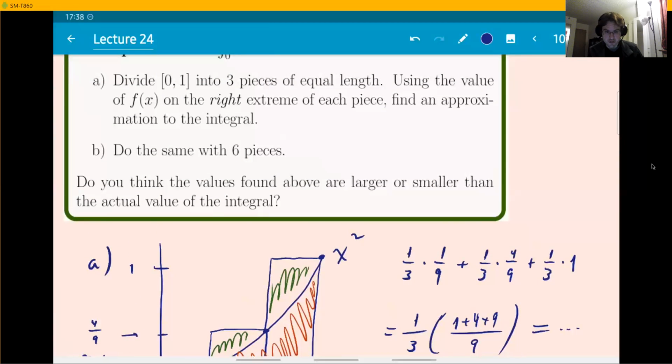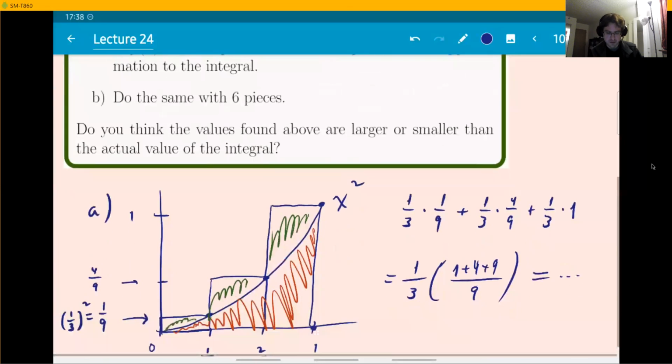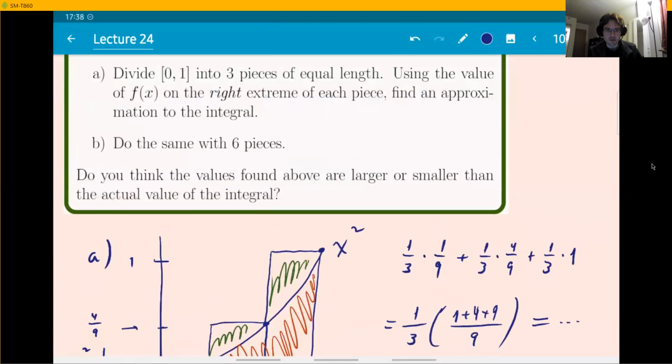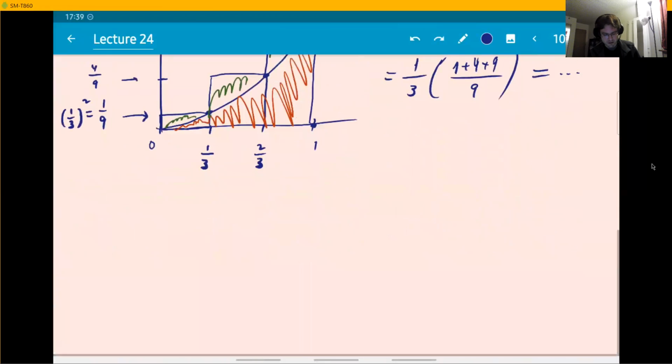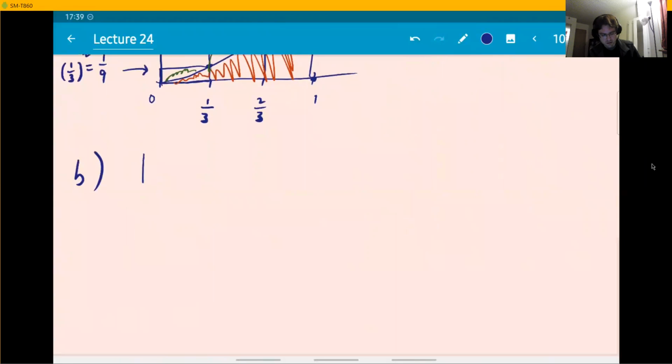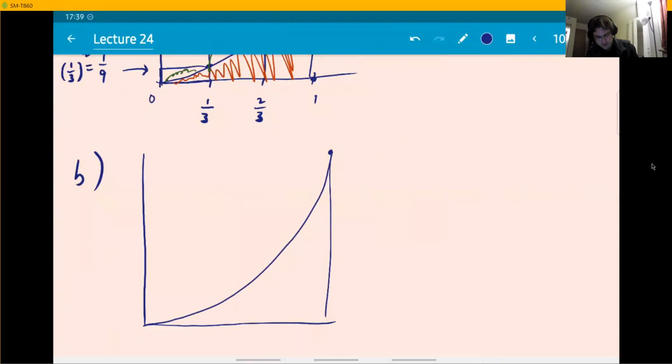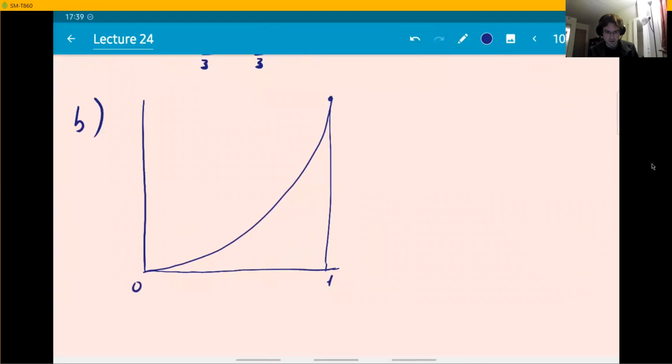This is an approximation to the value of the red area, although it's larger than it because it includes the green areas. Item B is now saying do the same with 6 pieces instead of 3. Let's do that very quickly here. Same picture. You are integrating x squared over the interval 0, 1. But now we're going to divide this interval into 6 pieces. So I have to draw 5 points inside so that there are going to be 6 intervals in here.